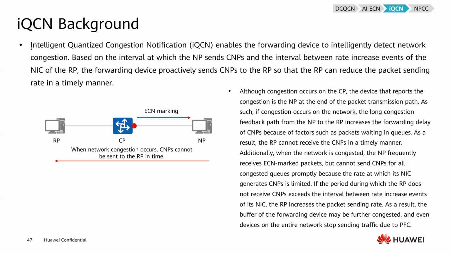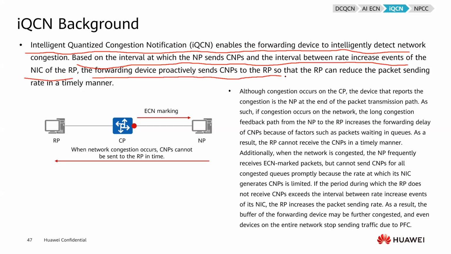Accuracy and intelligent quantized congestion notification enables the forwarding device to intelligently detect the network congestion based on the interval at which NP sends CNP and the interval between rate increase events of the NIC of RP. The forwarding device proactively sends the CNP to RP so that the RP can reduce the packet sending rate in a timely manner. Because the switch is in the middle of the DCQCN.